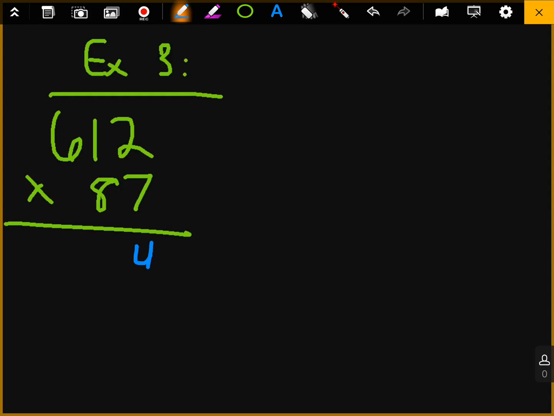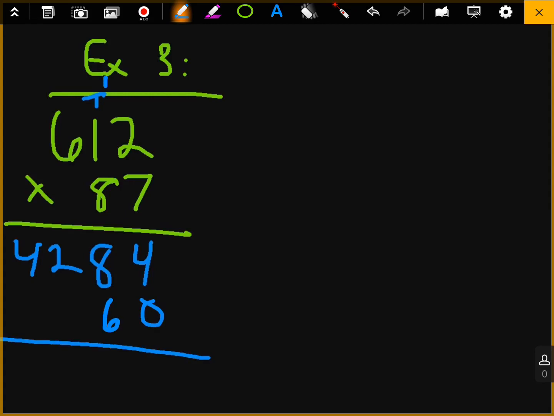7 times 2 is 14. 4 goes there. The 1 gets carried up. 7 times 1 is 7, plus that 1 is 8. Cross that out. 7 times 6 is 42. Add the 0. 8 times 2 is 16. 8 times 1 is 8, plus 1 is 9. And 8 times 6 is 48.